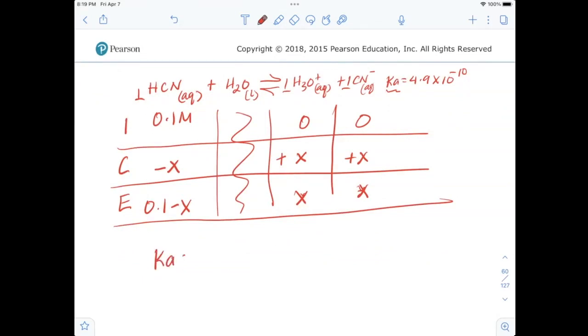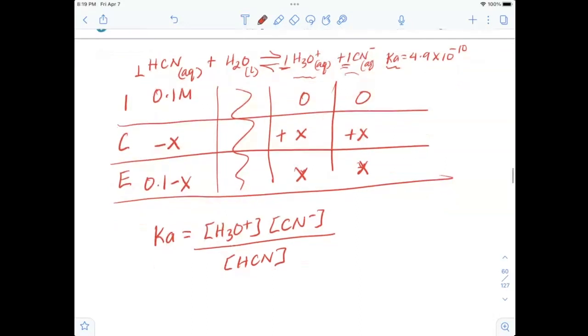You want to not skip this step. Your Ka expression shows the concentrations of the product ions. These are your products here and here, raised to the power of the coefficient. The coefficients here are 1 and 1, so it's implied, and we don't have to do anything else. Divided by the concentration of the aqueous reactants, the concentration of HCN, and ta-da.